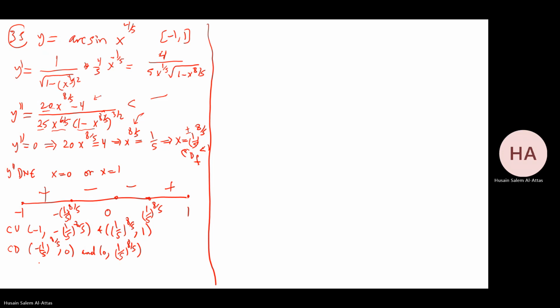We have it here and in this one and that one, because there is a change of concavity. It will be plus or minus. This is the range. Yeah, the numbers are not nice ones. Okay.